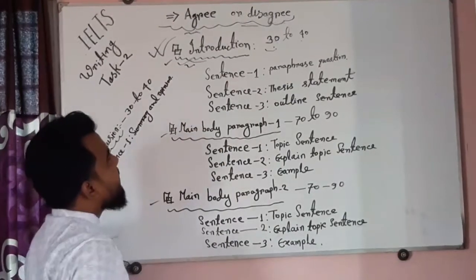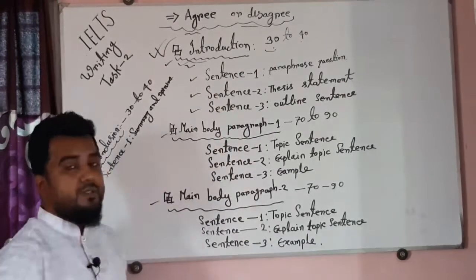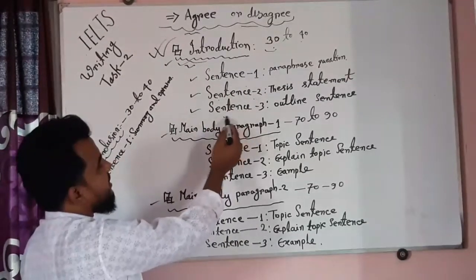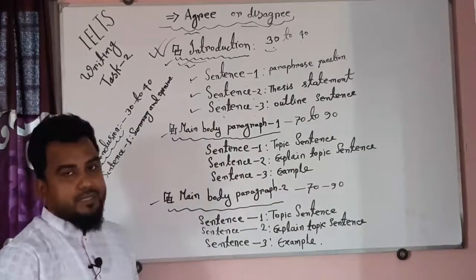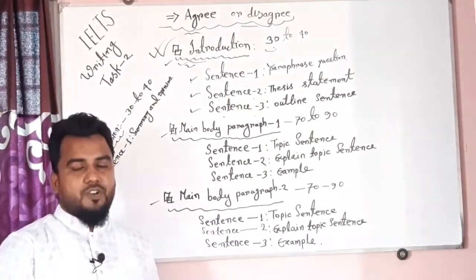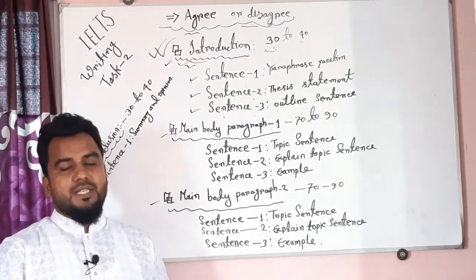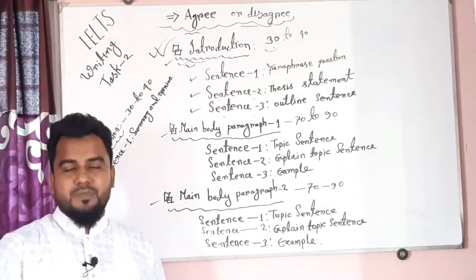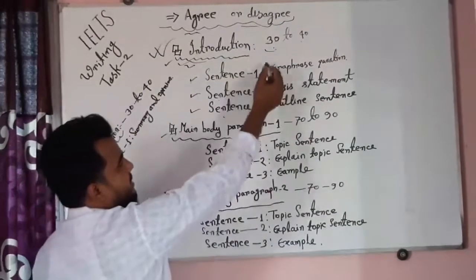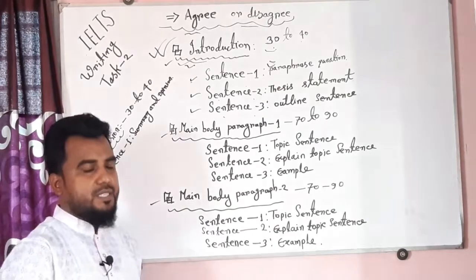The introduction is divided into three sentences: sentence 1, sentence 2 and sentence 3. In sentence 1, you have to write the paraphrased question. The paraphrased question is just like the topic: you write the topic with synonym words, using as many synonyms as possible. You write the same meaning with other words.